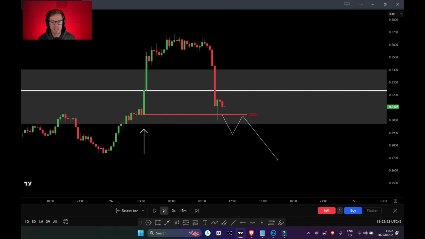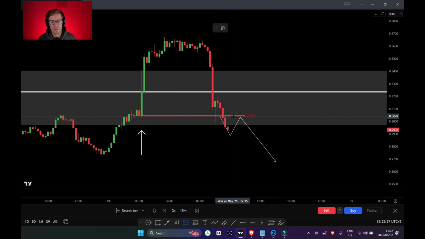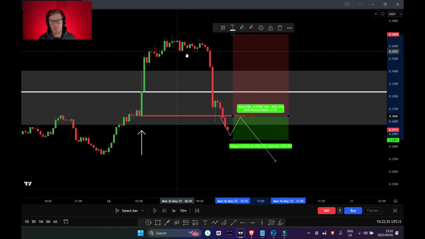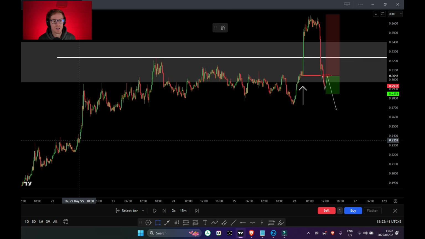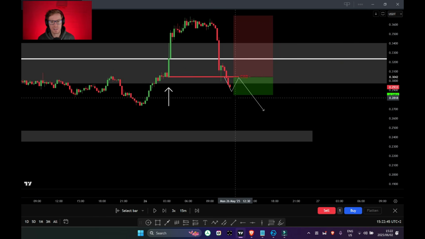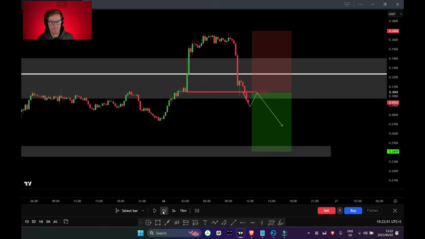So you can see we wait for a clear break. There we go, your nice break happening. So what we want to do, we want to enter on the level, stop loss is above the manipulation, and we can place our targets, which I like to use fair value gaps as targets. So this would be the current setup that I would have taken.